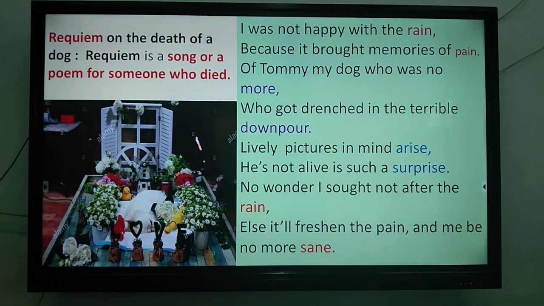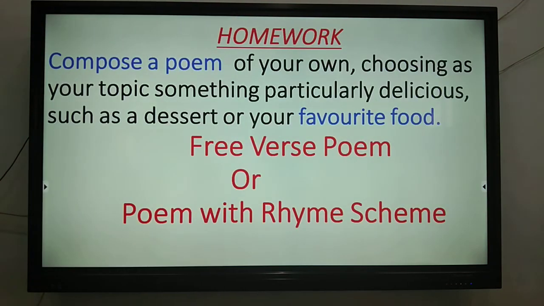So what we have to do for our homework is, we have to compose a poem of our own. Choose a topic, particularly of your favorite food which is delicious. It could be a dessert, yes. So speak about flavors, smells, yes, the taste, the look, and you can compose a free verse poem or even a poem with rhyming or a rhyme scheme. So this will be your homework.